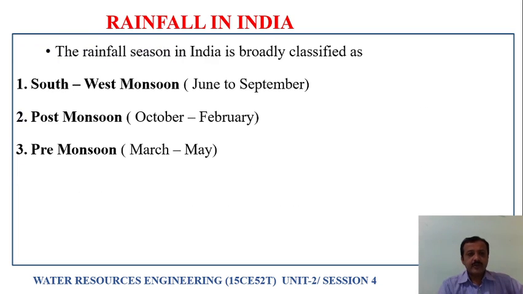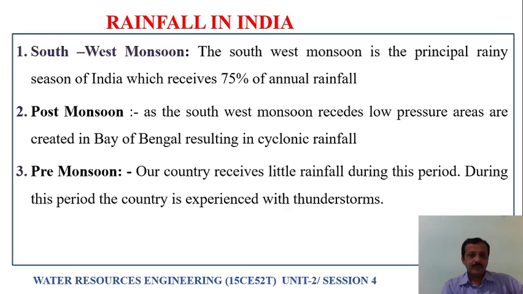Now coming to rainfall in India. The rainfall seasons in India are broadly classified as southwest monsoon, between June to September. Next is post monsoon, October to February. Now we are in the post monsoon season. Pre-monsoon is from March to May. Now the southwest monsoon is the principal rain season of India, in which we receive 75% of annual rainfall.